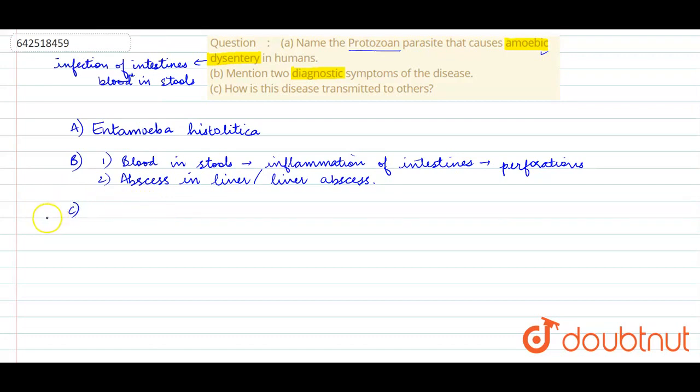Now number three, how is this disease transmitted to others? So we need to understand that this Entamoeba histolytica is present in the stools. So it is transmitted through feco-oral route. What is feco-oral route? Feco-oral route is from the feces to the mouth.